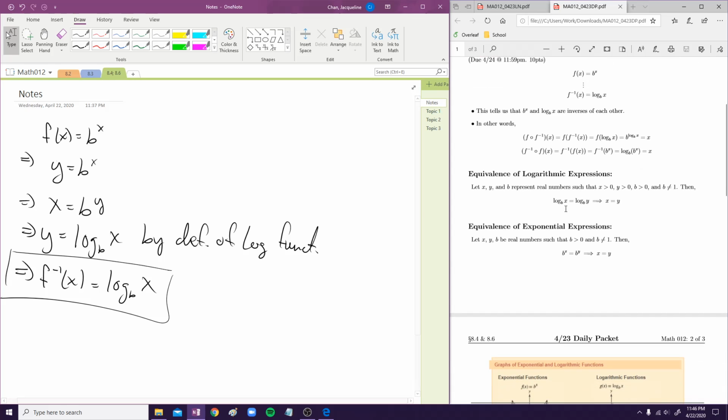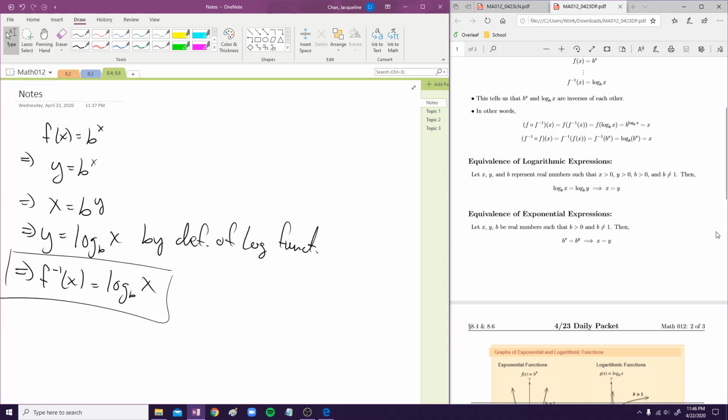Lastly, the equivalence of exponential expressions. Again, let x, y, and b be real numbers such that b is positive and not equal to 1. Then if we have b to the x equal to b to the y, then x is equal to y. They have to have the same base as well. If they don't have the same base, we can't make the exponents equal to each other.